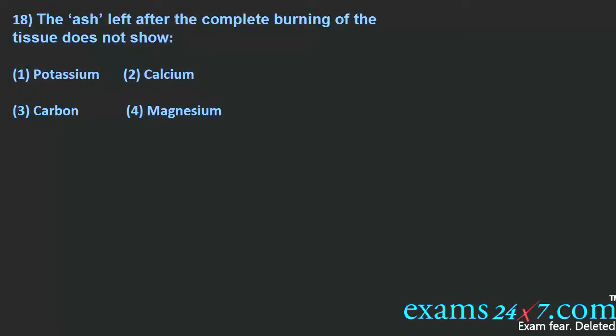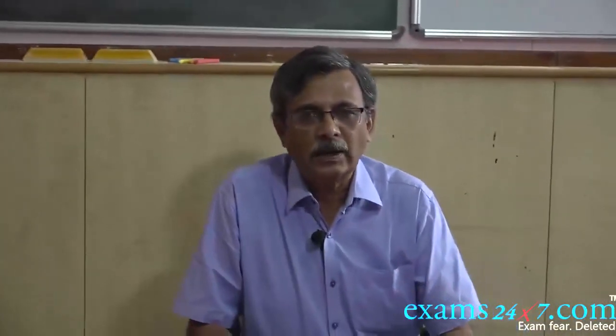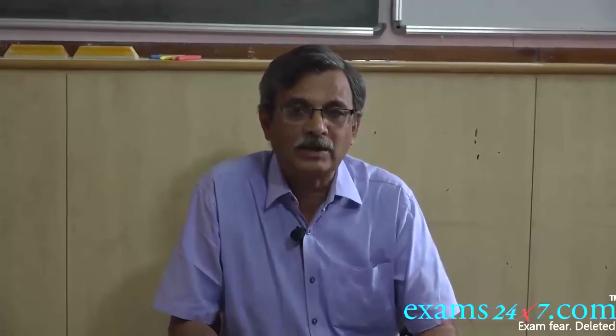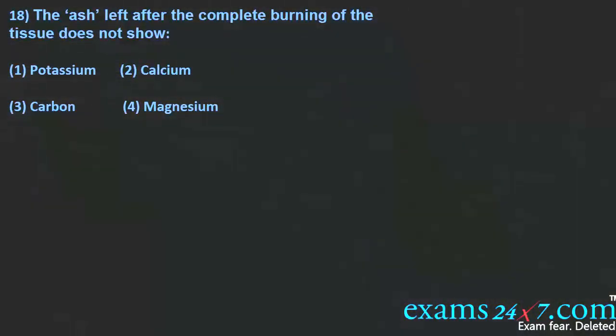The ash left after complete burning of the tissue does not show. So when we are going to burn the tissue, what is going to be burnt? So remember, for burning, oxygen is required. Carbon combines or burns with oxygen to become carbon dioxide. Therefore, carbon will not be present in the ash. With this, we look into the options. Option 1, potassium. Option 2, calcium. Option 3, carbon. Option 4, magnesium. So we know carbon is the answer, thereby option 3.